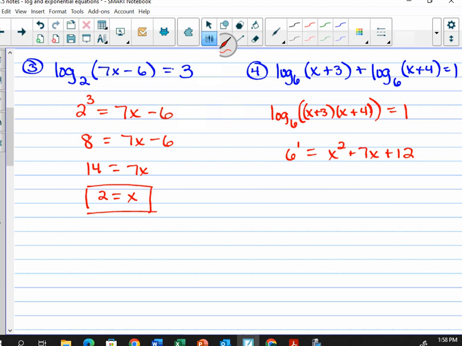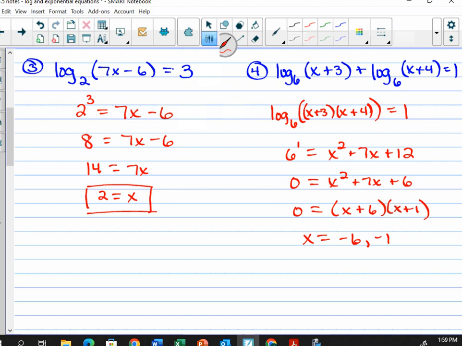Okay. Move the 6 over. And then how do we solve them? Factor. What does it factor into? Okay. So what are my two potential answers here? Okay. Stop there and make sure everybody's good with finding both of those, and then we'll see if they both work.